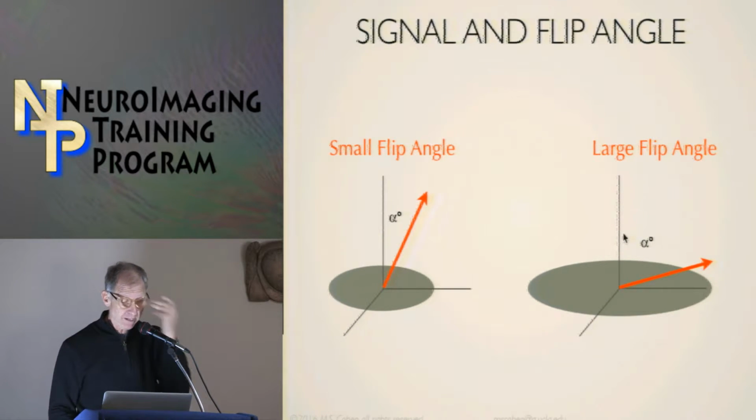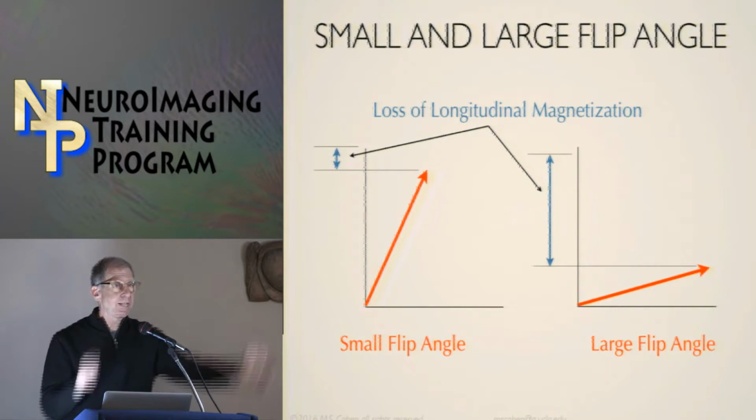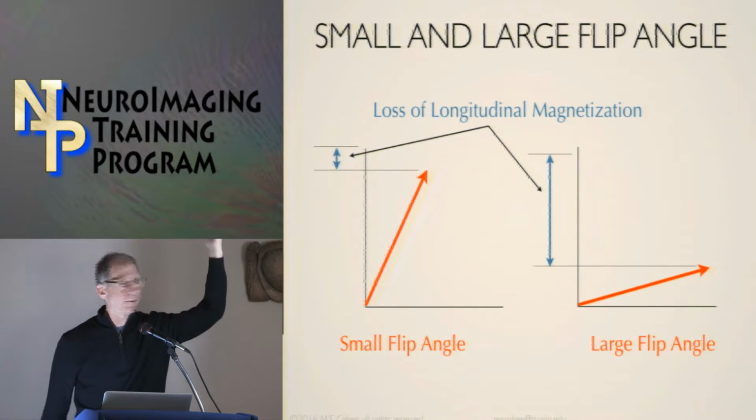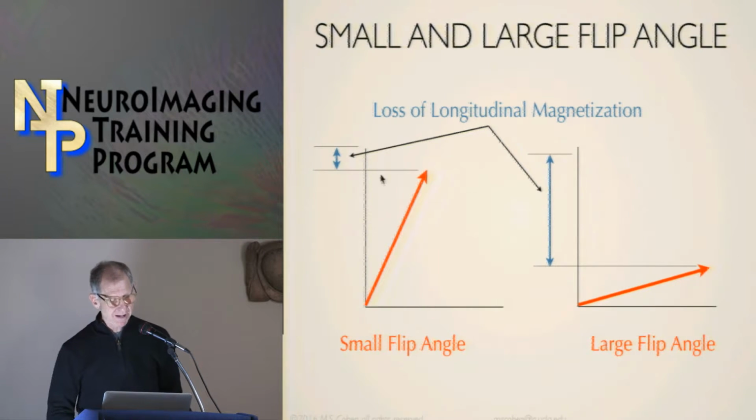Now, why does that matter? Well, because every time you rotate the spins away from their equilibrium condition, the amount of magnetization they lose depends on the flip angle.